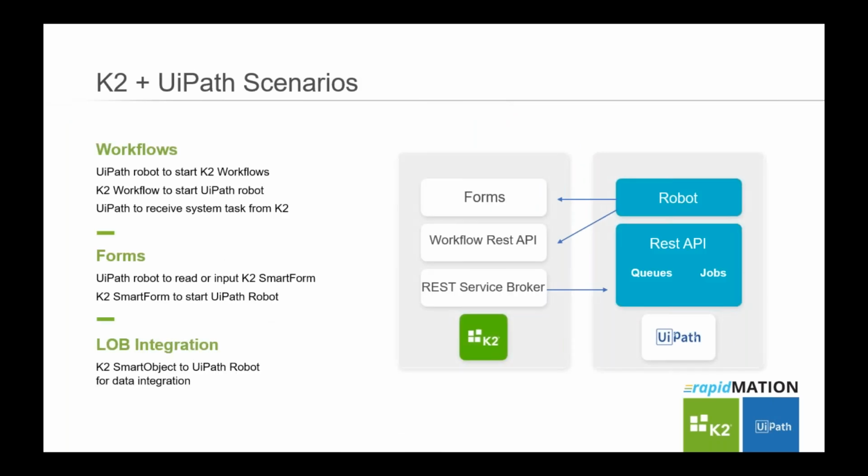If we look at some of the scenarios that we can do now, from a workflow perspective, we can have a UiPath robot start a K2 workflow. And on the other side of that, we can have a K2 workflow start a UiPath robot. From a forms perspective, a UiPath robot could read any data from a K2 smart form or input any data into a K2 smart form. And then from a K2 smart form, we can start a UiPath robot. And then there are some great line of business integration stories between the two through the patented piece of technology that K2 has called Smart Objects.